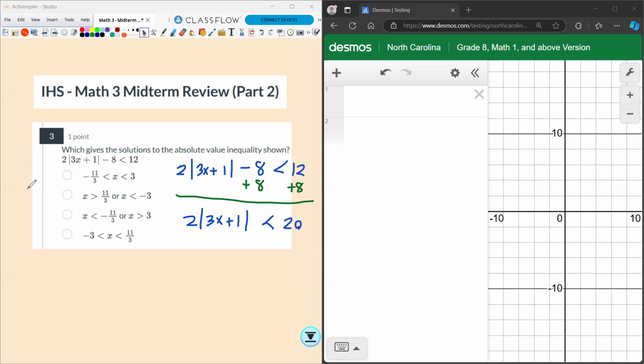Now we do want to divide both sides by 2. So that's going to give you 10. I don't have to worry about switching the order because it's not negative. So it's going to be the absolute value 3x plus 1 is less than 10.